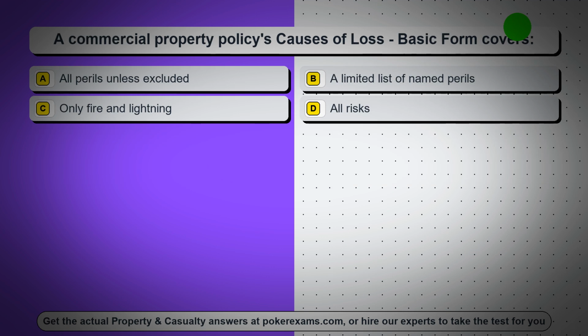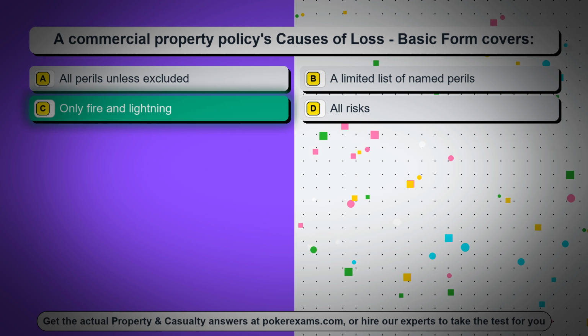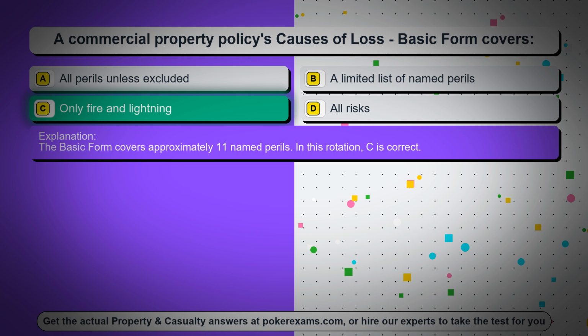Question 15. A commercial property policy's causes of loss basic form covers: Option A, all perils unless excluded. Option B, a limited list of named perils. Option C, only fire and lightning. Option D, all risks. The correct answer is option C, only fire and lightning. The basic form covers approximately 11 named perils. In this rotation, C is correct.